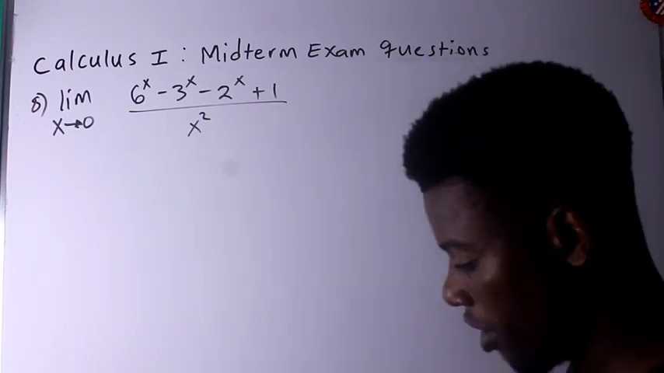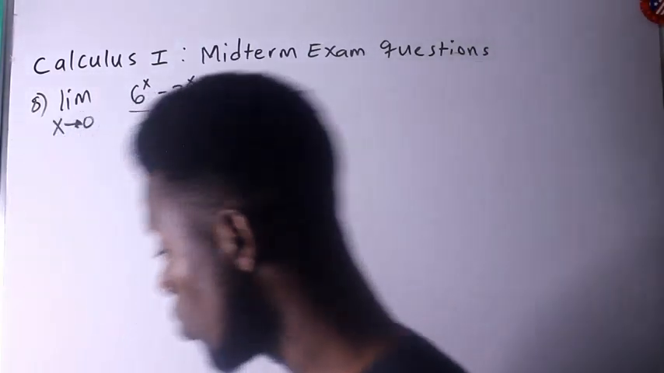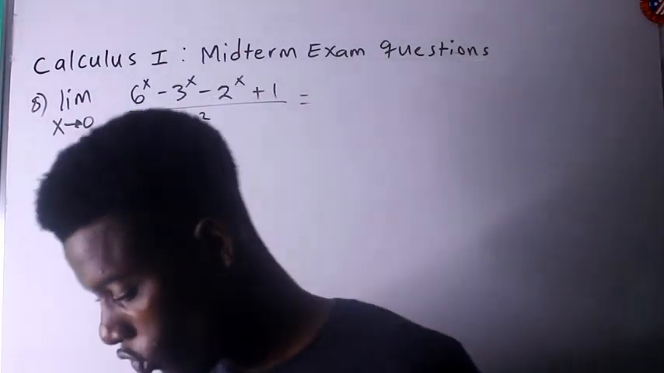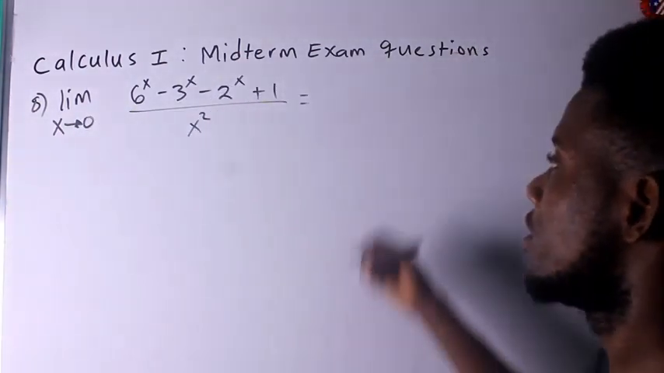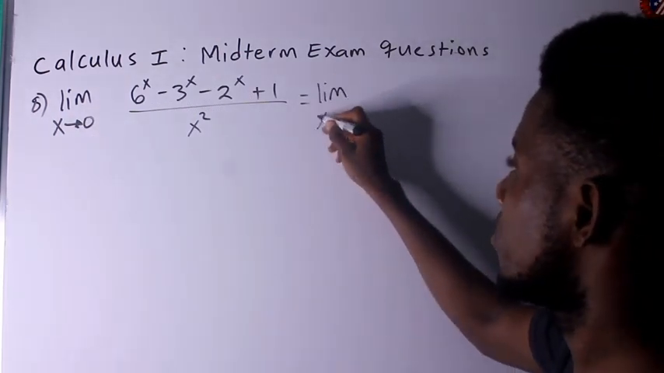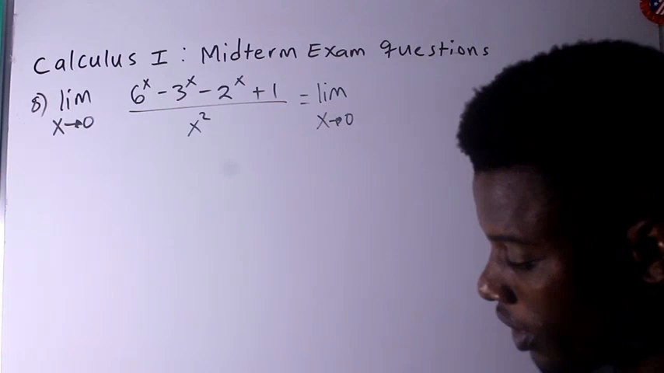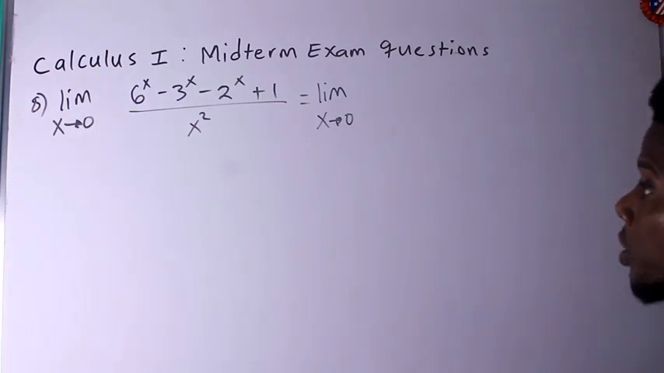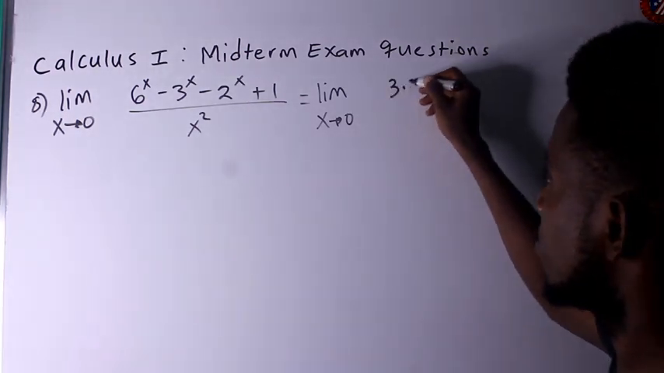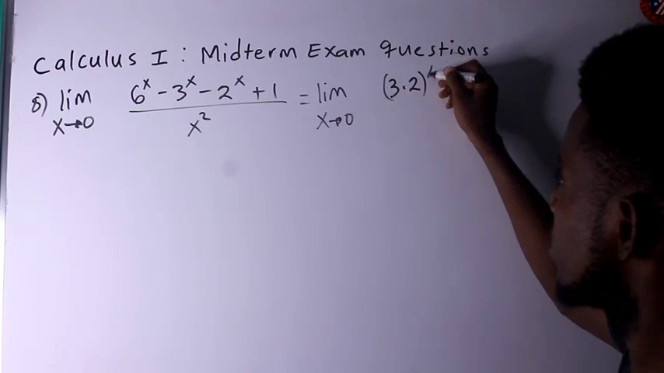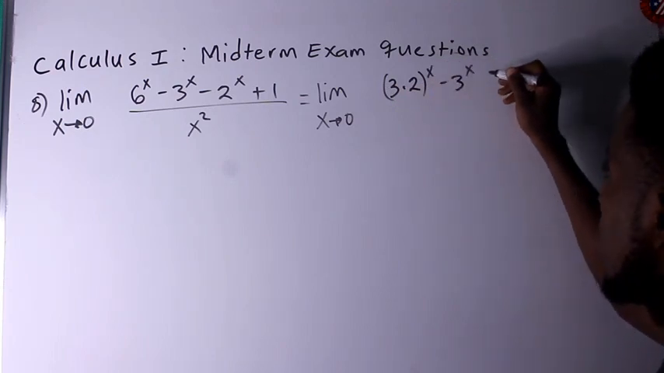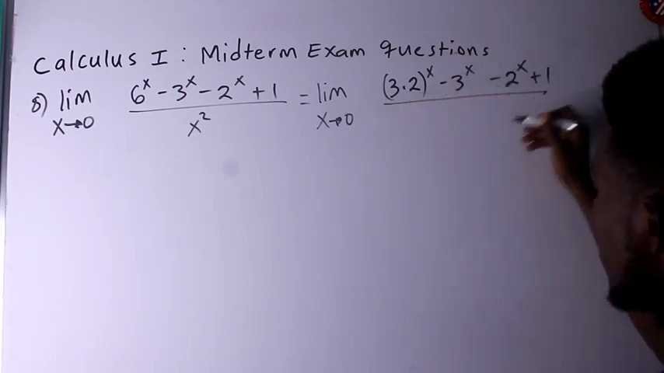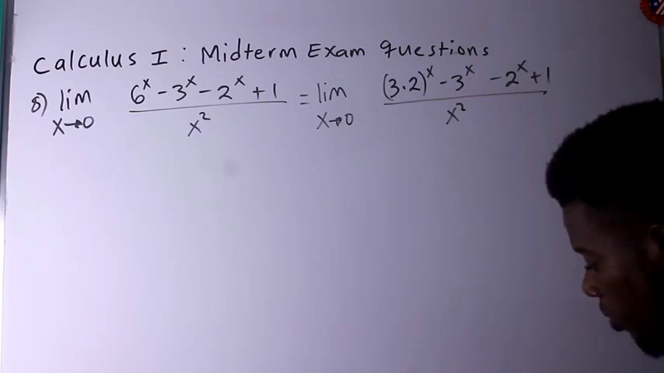I'm going to write this as the limit as x approaches 0. Now I'm going to write 6 raised to the power of x in a very interesting way. So 6 is 3 times 2, and that thing is raised to the power of x, minus 3 raised to the power of x, and then minus 2 raised to the power of x plus 1. Everything divided by x squared. That's what I'm going to write out.